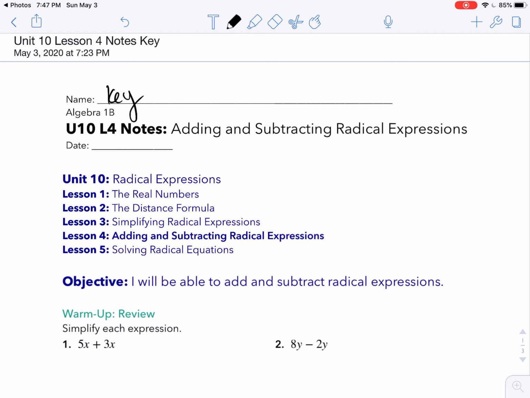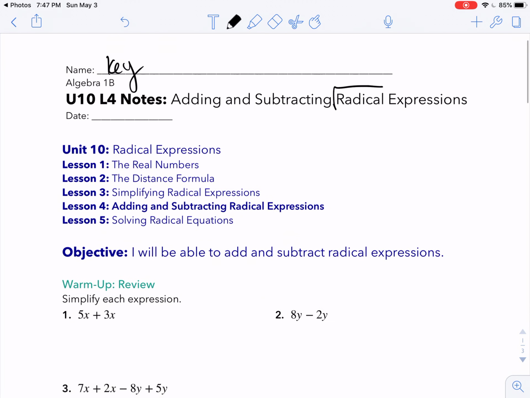Hi guys, welcome to Unit 10 Lesson 4 notes on adding and subtracting radical expressions. By the end of the day, you will be able to add and subtract radical expressions. So let's jump right in with a review.